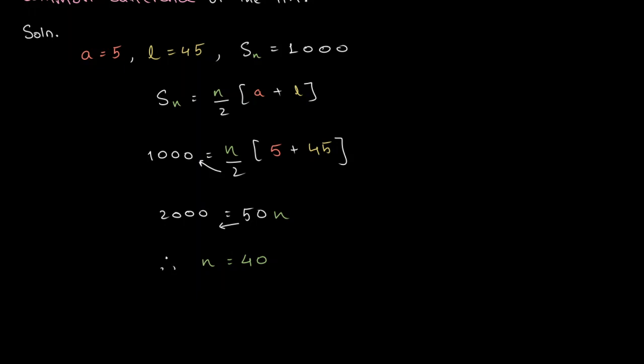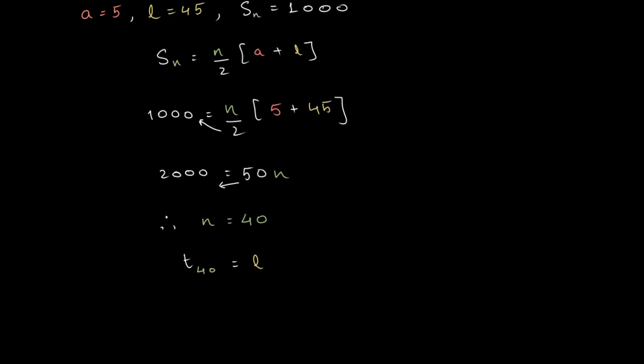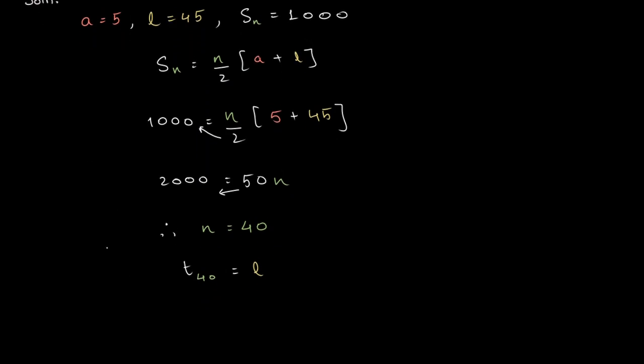Understand the last term is nothing but the nth term in this particular scenario. So if I know the last term, I can say Tn, or rather T40, the last term we know is T40. Because there are 40 terms, the last term T40 is equal to L. T40 in terms of A and D, if you guys remember, can be written as A plus 39D.